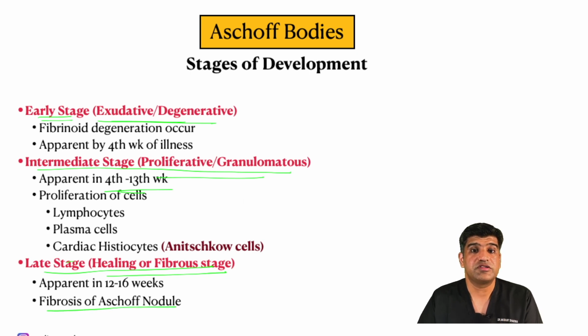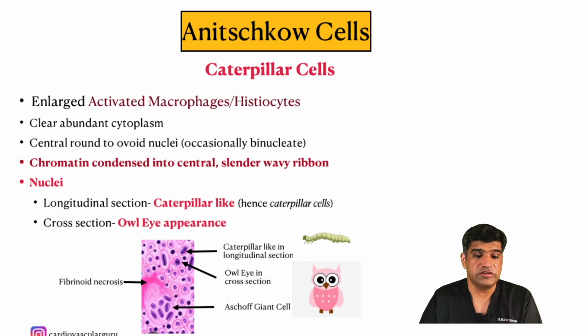When we operate on patients with rheumatic heart disease, in case of mitral stenosis, which have calcified thickened valves, these do not have Aschoff bodies because there is already fibrosis of Aschoff nodules. Now the Anitschkow cells. Anitschkow cells we just saw are a part of the Aschoff body and are the cardiac histiocytes. These are also known as caterpillar cells. In a couple of seconds we will see why they are known as caterpillar cells.